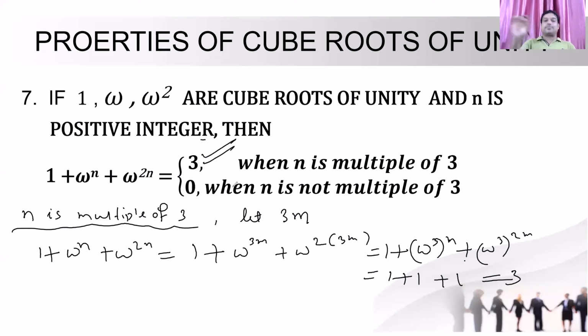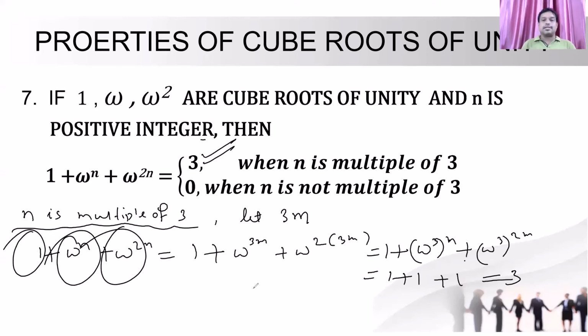So the first case is proved, when n is any multiple of 3. We know if it is a multiple of 3, then the answer will be 1 each: first term 1, second term 1, third term 1. So 1 plus 1 plus 1, that is 3.